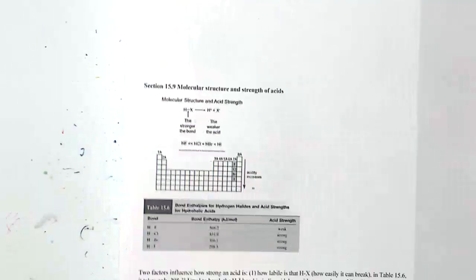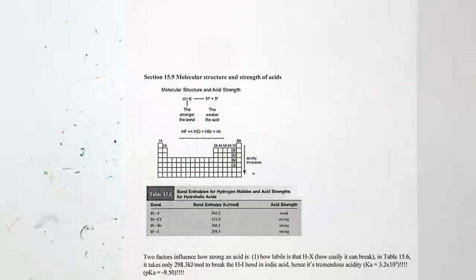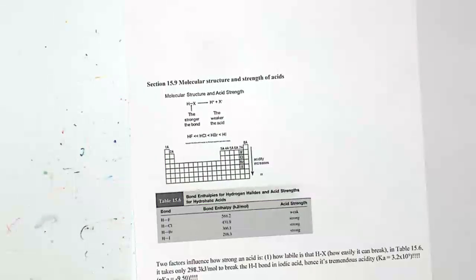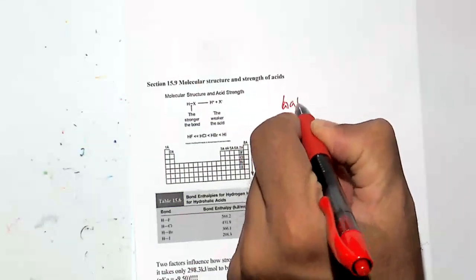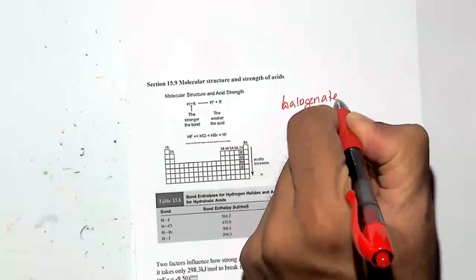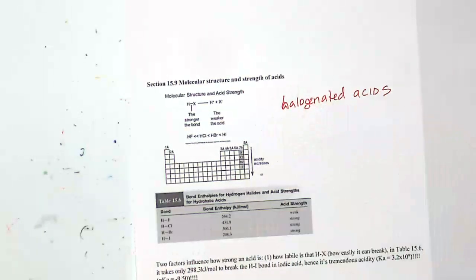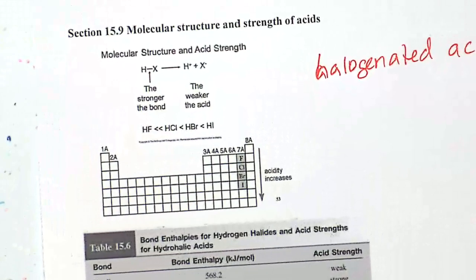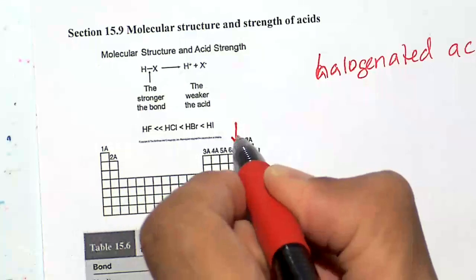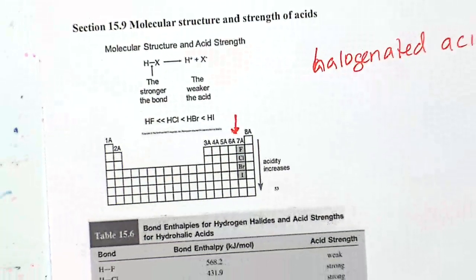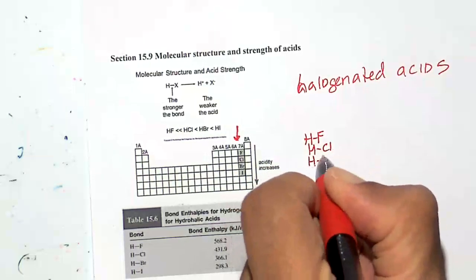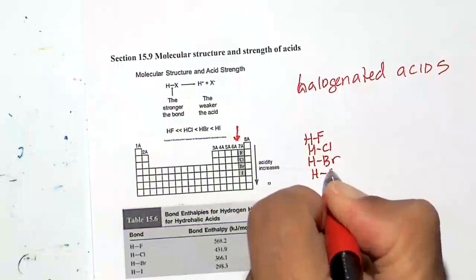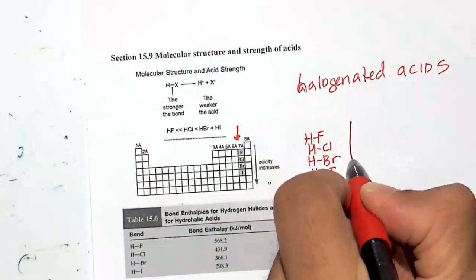All right, and let's conclude the last 5 or so minutes of this chapter with some strength of acids. These are acids that have a halogen in them. Okay, halogenated acids. Halogens are in group 7 of the periodic table. Those are the halogens. So we're talking about HF, HCl, HBr, HI.